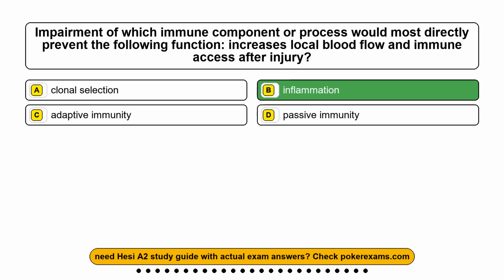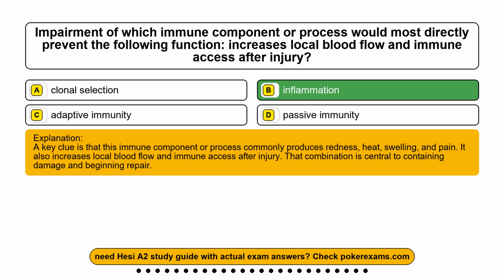The correct answer is option B, inflammation. A key clue is that this immune component or process commonly produces redness, heat, swelling, and pain. It also increases local blood flow and immune access after injury. That combination is central to containing damage and beginning repair.